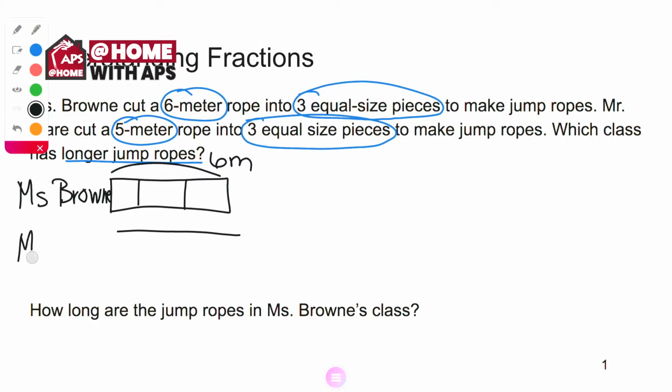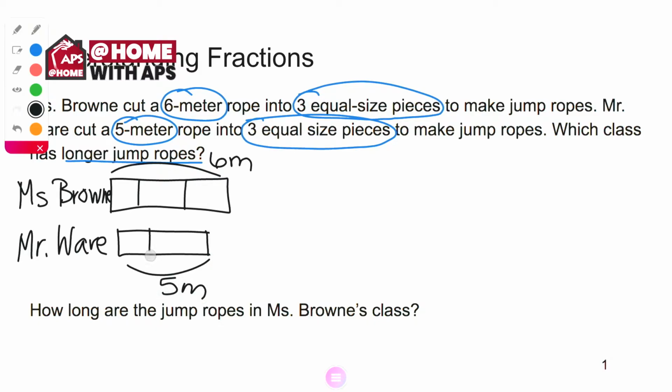Mr. Ware had, I messed up there, didn't I? He had only 5 meters, so it can't be the same size, can it? Right? Did you guys catch that? So this is 5 meters.